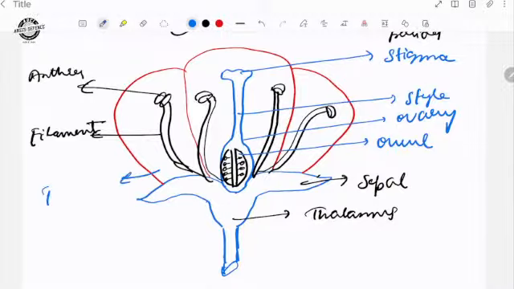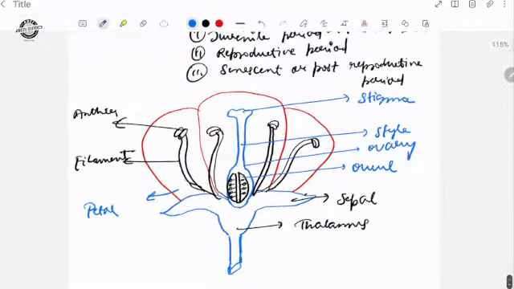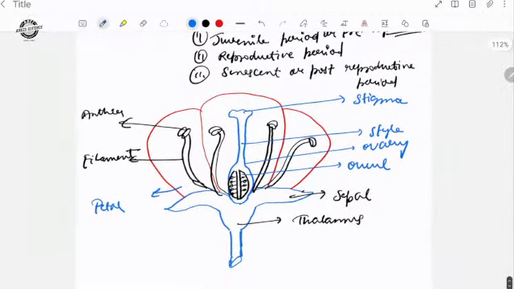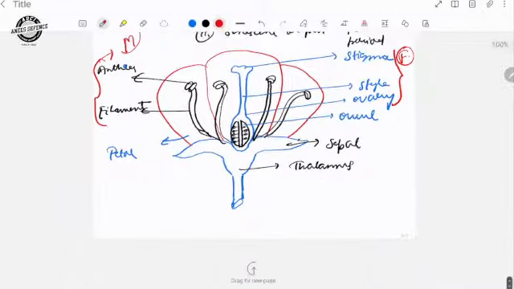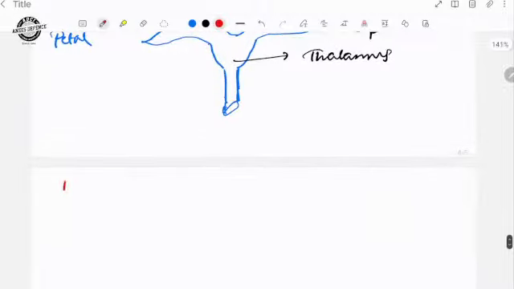This we can write here: petal. Understood? See here, this is the flower. All the parts of the flower we already have. We should have a lot of knowledge about this. See here, these three are termed as the female reproductive part of the flower, and anther and filament are considered as the male reproductive part of the flower. Means we can write here, female reproductive part.